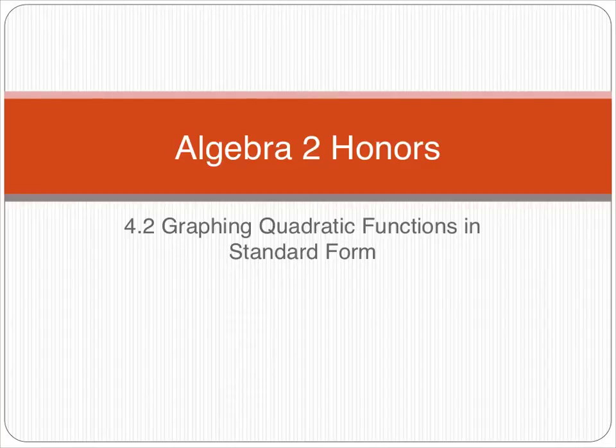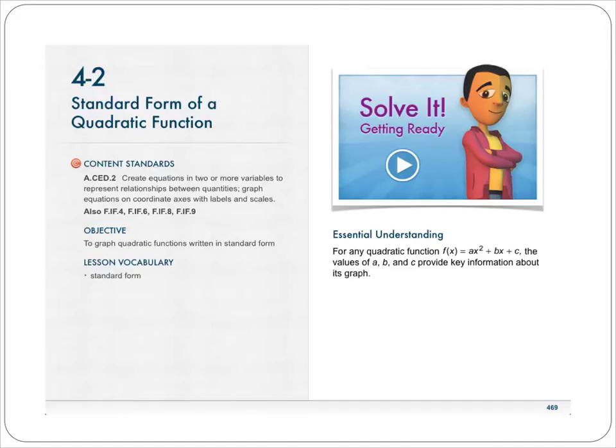4.2 Graphing Quadratic Functions in Standard Form. Today's objective is to graph quadratic functions written in standard form. The vocabulary is standard form. So what is standard form? f(x) = ax² + bx + c. And we have to see the values of a, b, c, and what kind of information they tell you about the graph.